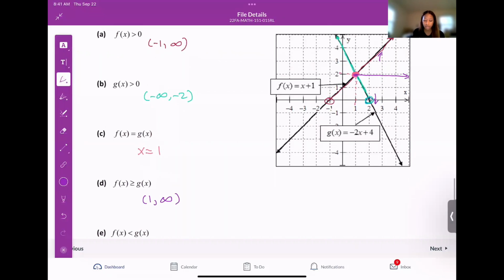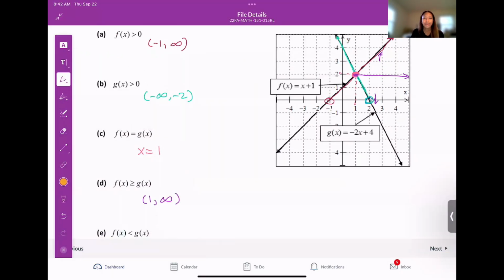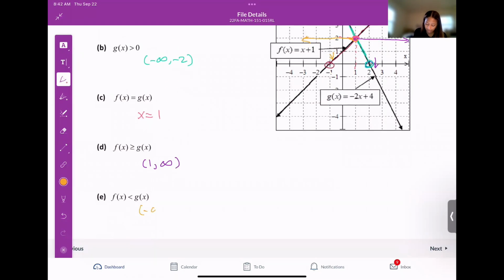And then last one, I'm running out of colors. We can use yellow. When is f of x less than g of x? We look the other way, starting at this intersection point. For all of the values less than 1, the g of x function is above f of x. So g of x is greater than f of x, or f of x is less than g of x, for all x values less than 1. That would be from negative infinity to 1.